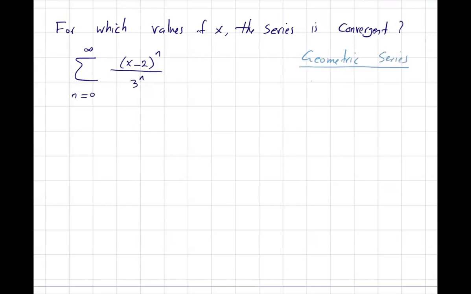From geometric series, we know that the summation of a r to power n minus 1, starting from 1 and going to infinity, as long as the absolute value of the ratio is less than 1, or r is bounded between -1 and 1, is convergent to a divided by 1 minus r. So do we see any pattern here? Let us rewrite this guy.